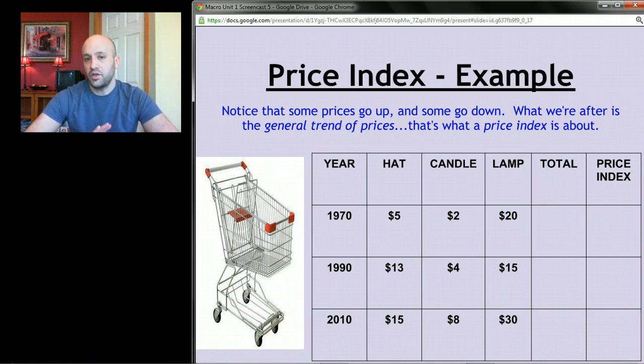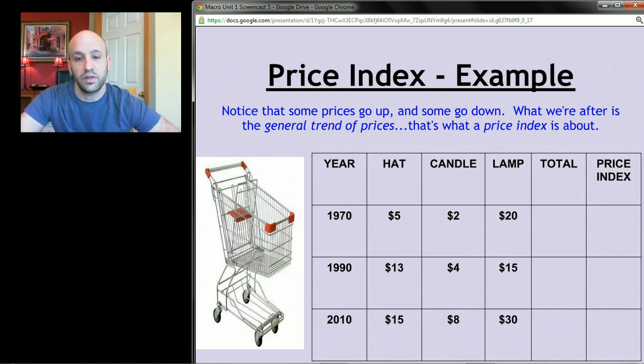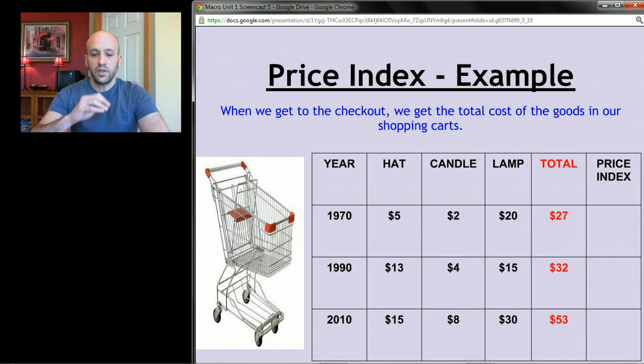What we're after is a general trend in prices, and that's what a price index does for us. What a price index is going to do is show us generally, are prices generally going up or are they generally going down? And it's going to eliminate this problem of different prices for different things going in different directions. It's going to give us an overall sense of what's happening to prices. So what we would do first is figure out exactly what this stuff cost in each of those 3 years. So I'm going to add up those prices, and that's what the total numbers are. And you could see that things are getting generally more expensive. More expensive in 2010 than they were in 1990. Same with 1990 compared to the year 1970.